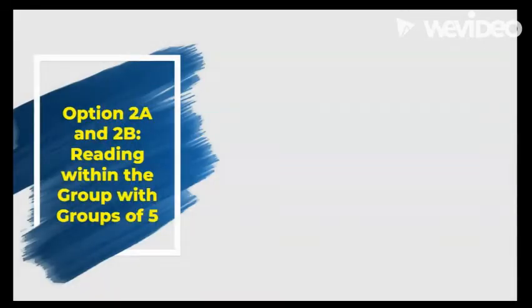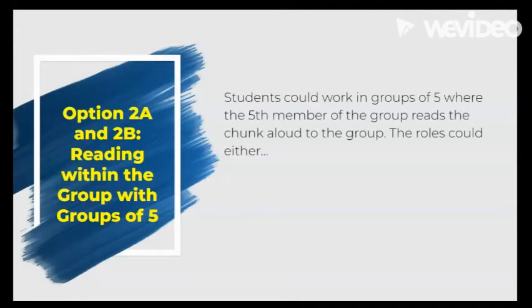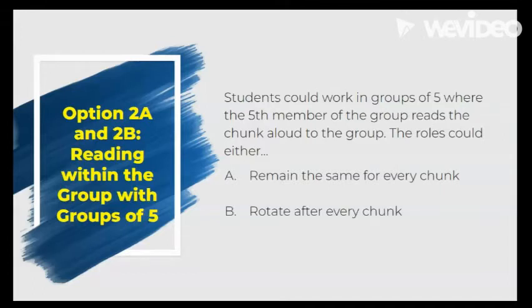The other 2 options are similar, but in this option you have students in a group of 5 and the reading occurs within the group rather than as a whole class. The same sub-options would apply here, where the students could remain in the same role for every chunk, or you could have them rotate. So like I said, those are 4 different approaches that you could take to reciprocal teaching, but I imagine that there are far, far more that you could come up with to make it work the best for you and for your students.